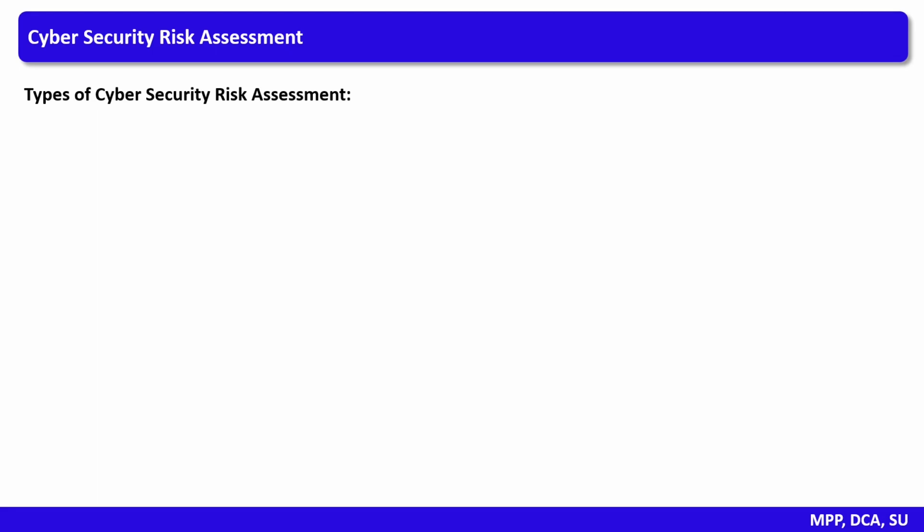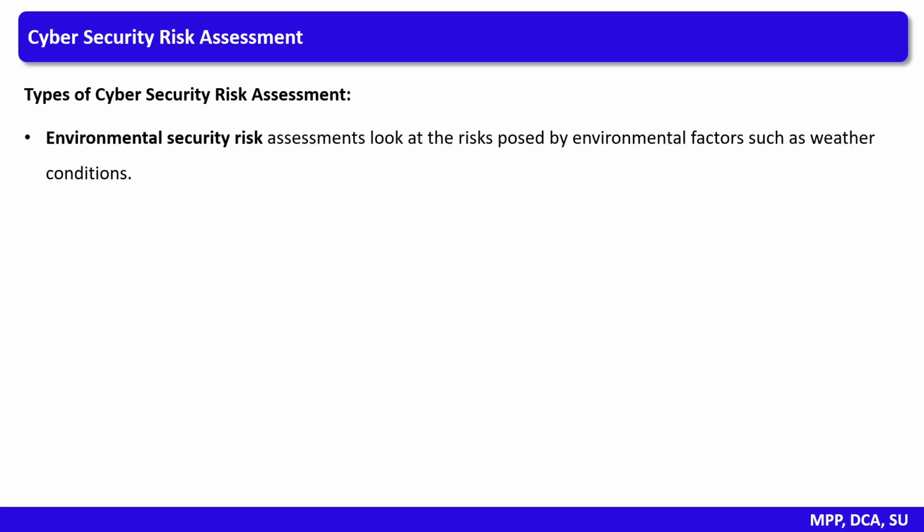Now, let us discuss the different types of cybersecurity risk assessment. To start with, environmental security risk assessment. Environmental security risk assessment looks at the risk posed by environmental factors such as weather conditions.